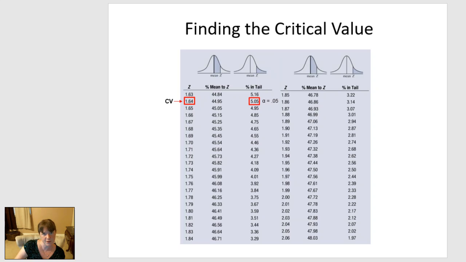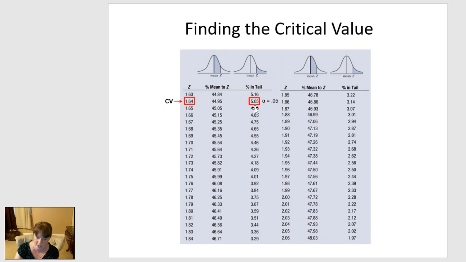But what if you're doing a one-tailed test? Well, if you're doing a one-tailed test, then you're only going to have one critical value. And so I just want to point out that the critical values aren't always plus and minus 1.96. They're just always plus and minus 1.96 if you're doing a two-tailed test and alpha is 0.05. And alpha is normally 0.05. But let's see what your critical value is if you're doing a one-tailed test.